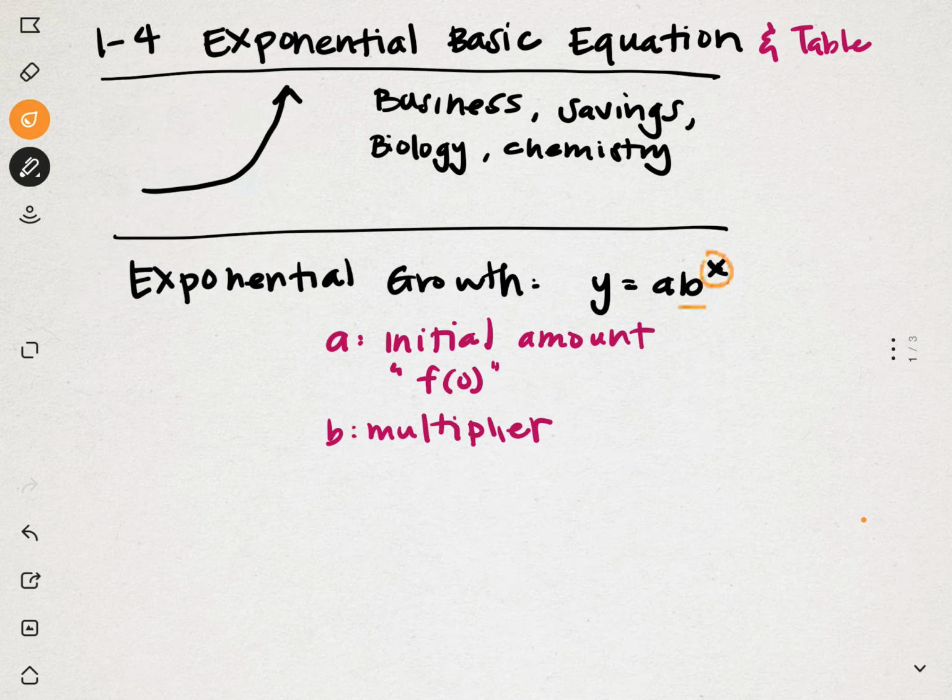A represents the initial amount, and then the b is the multiplier, and multiplier might not quite make sense to you right now, but then we'll talk about why it's called the multiplier and how it's applied.